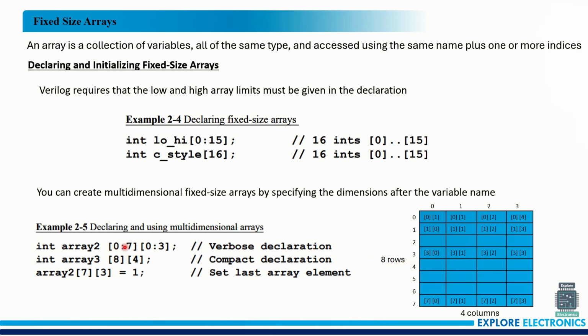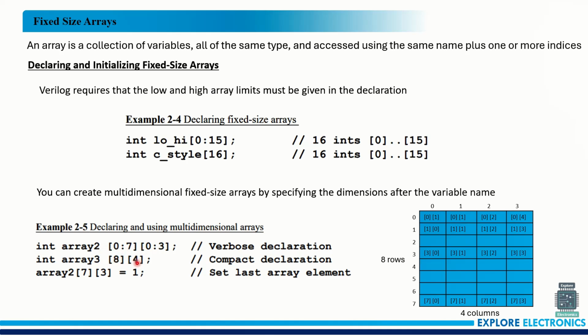0 to 7 means there are 8 rows. So here you can see, starting from 0 to 7, there are 8 rows. And 0 to 3 indicates there are 4 columns. And each and every element will be represented like this: 0 cross 0, 0 cross 1, 0 cross 2, 0 cross 3. And similarly 1,0, 1,1, 1,2, 1,3. So as it goes, similarly the last row elements can be accessed using 7,0, 7,1, 7,2, 7,3.